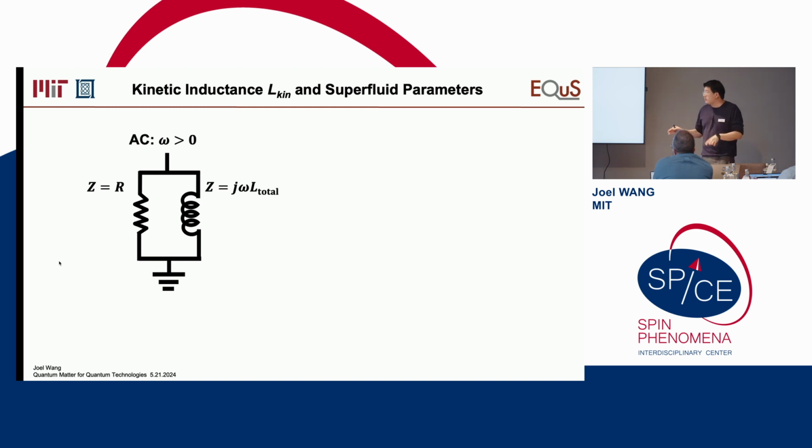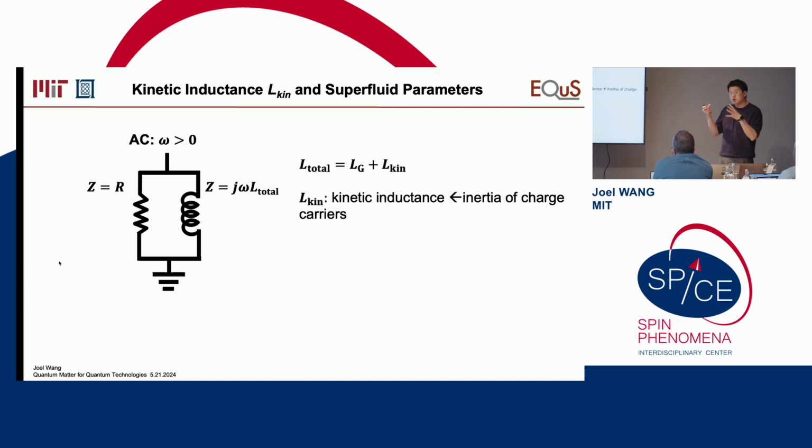So just to give a brief introduction: when you have an electric element subject to time-varying electronic excitation, the impedance comes in two parts. One is the DC part that doesn't have any dependence on the frequency, and there's also a frequency-dependent part given by the capacitance and inductance. The inductance in this circuit is usually given by two parts: one is the geometric inductance, and the other is the term called kinetic inductance. The kinetic inductance you can regard as the inertia of charge carriers in response to a time-varying electric field.